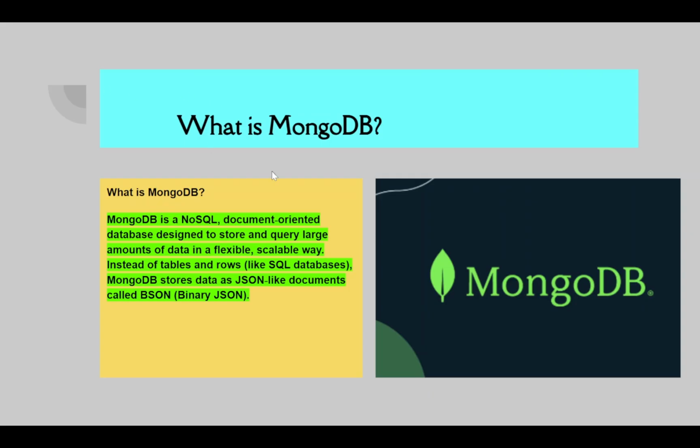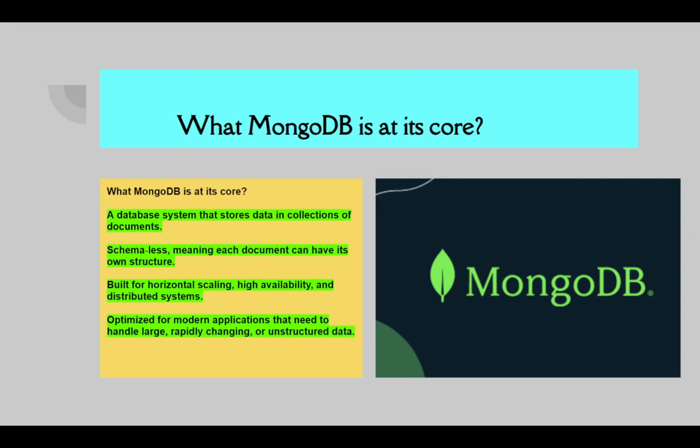So what is MongoDB? MongoDB is a NoSQL database, which is a document-oriented database designed to store data and query large amounts of data in a flexible, scalable way. Instead of tables and rows like SQL databases, MongoDB stores data as JSON-like documents called BSON. Let's understand MongoDB with some more details.